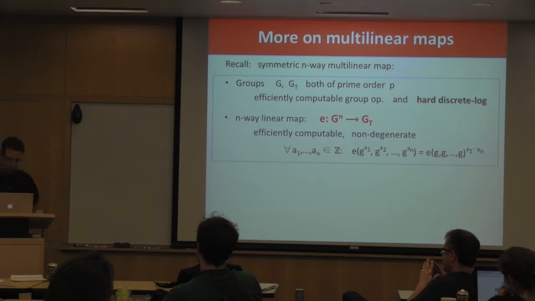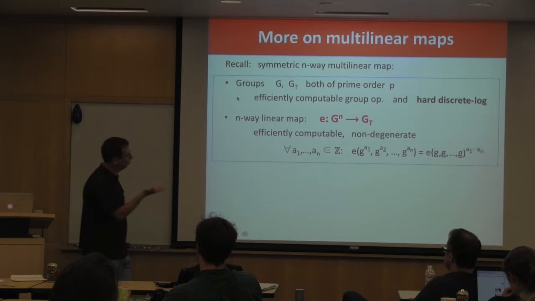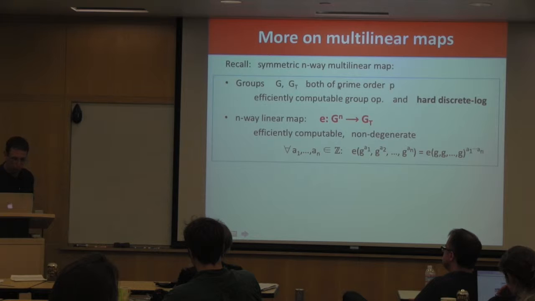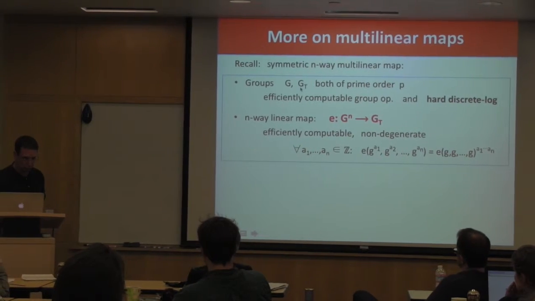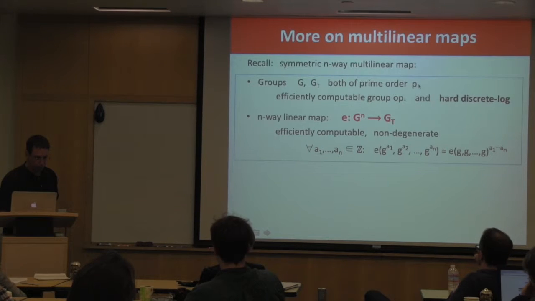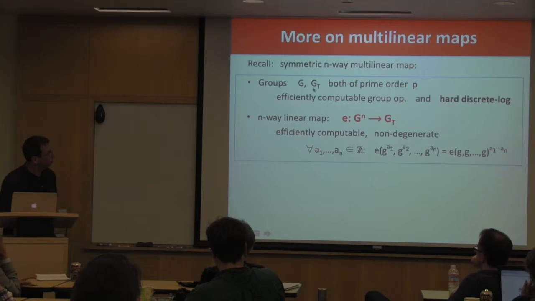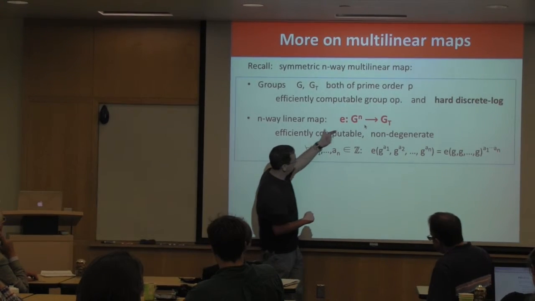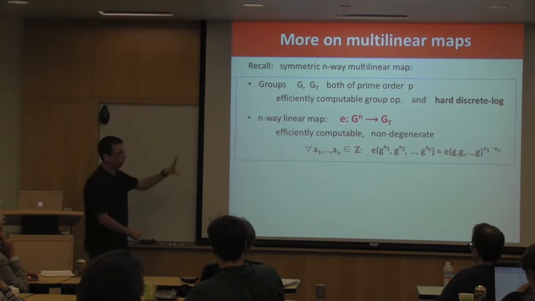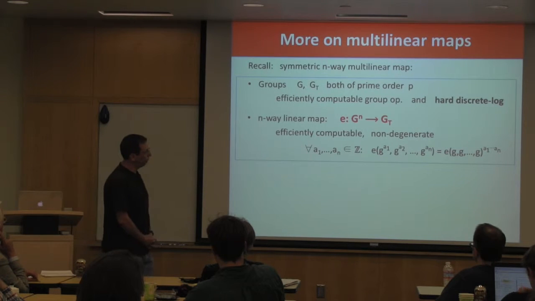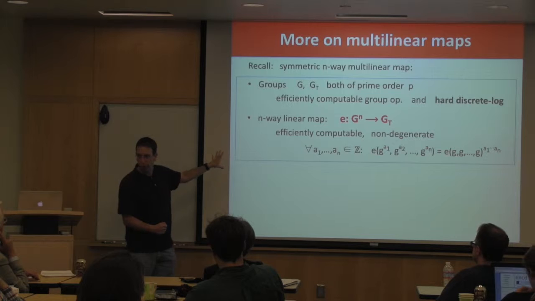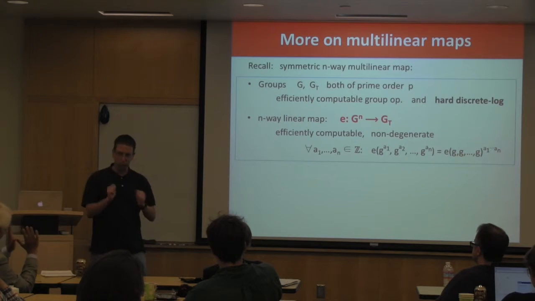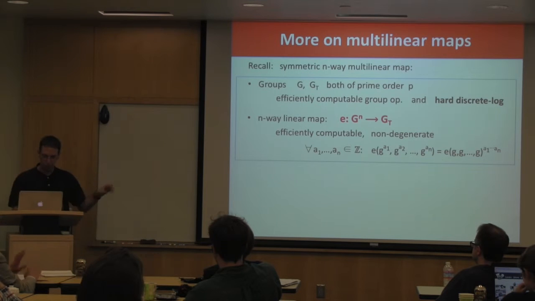All right, so more on multilinear maps. The simplest way to state what a multilinear map is: we want two groups, a group G and a target group, which I'll call GT. Both of these are prime order, and both have a hard discrete log problem. There's a multilinear map between them in the usual sense of multilinearity, which, as usual, has to be efficiently computable and non-degenerate. It operates on n copies of the group G. I wrote the simplest version of the scheme so that Hendrik doesn't ask me about associativity and things like that. This is the simplest way to describe the problem.